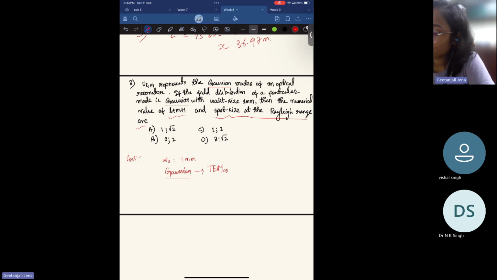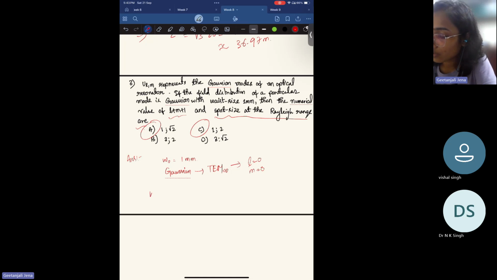So L plus M plus 1 you can easily calculate because L is 0, M is 0. So that means L plus M plus 1 is 1. So that means we have two options, option A and option C. So now we have to see what is the Rayleigh range.